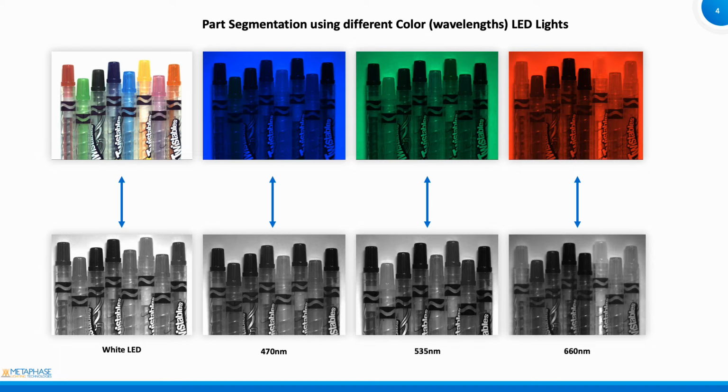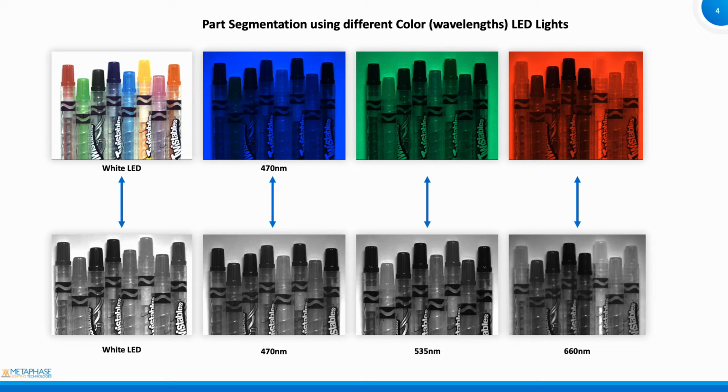So here we're showing how you can use different color or wavelength light sources to highlight the colors of interest. In the upper left-hand corner, we have some color markers. And below that, we have the monochrome image when illuminating with the light source. Now, if we wanted to count or segment the blue markers from the background, we would use a blue light source, or 470 nanometer.